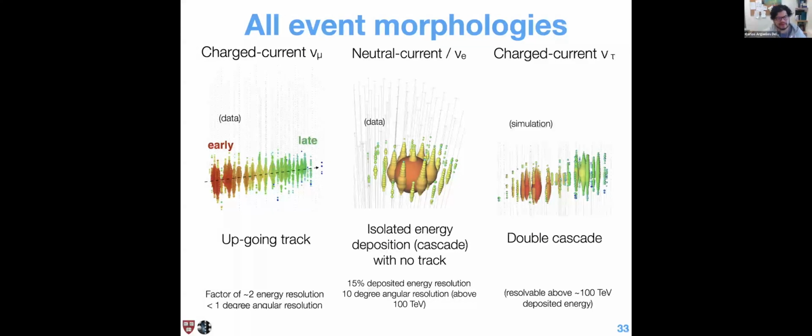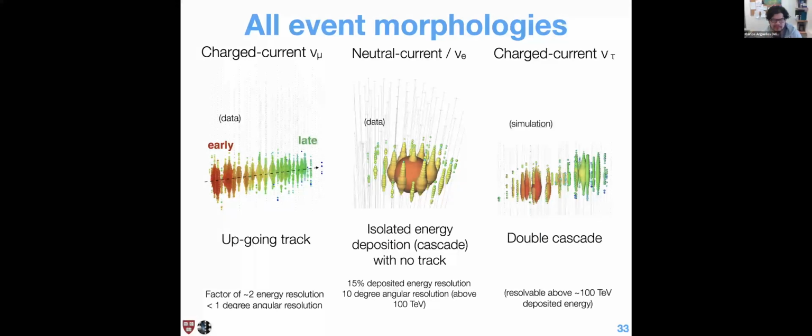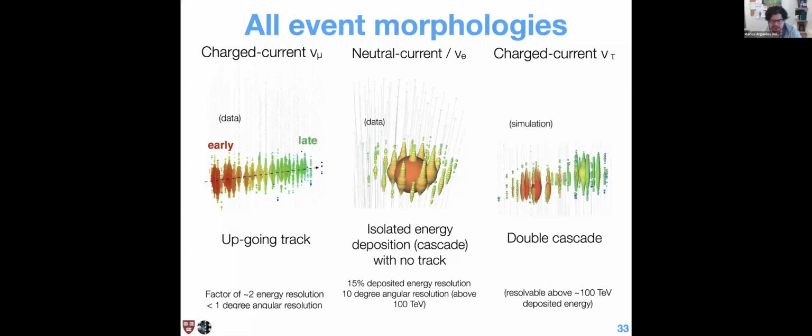However, the long lever arm here is going to allow for good directional reconstruction, typically better than a degree at the TeV energies. Neutral current neutrino interactions or charged current electron neutrino interactions are going to make these hadronic and electromagnetic cascades that are going to deposit light in an approximately isotropic way, making these cascade-like features in the center.